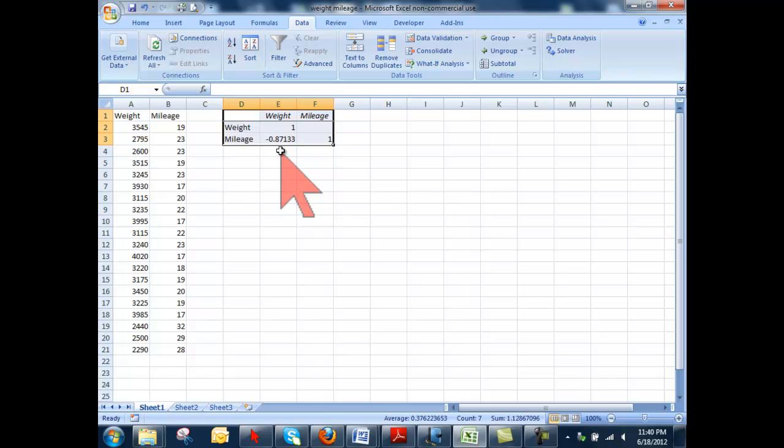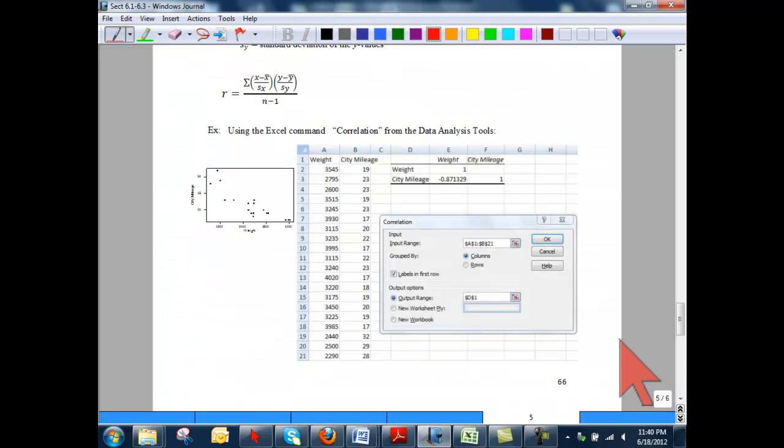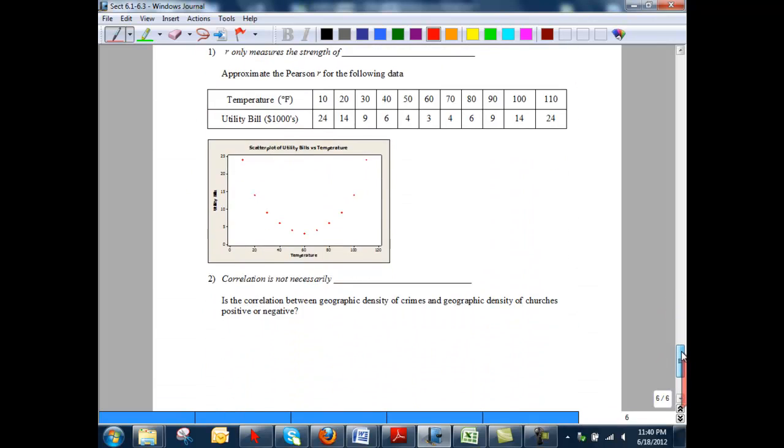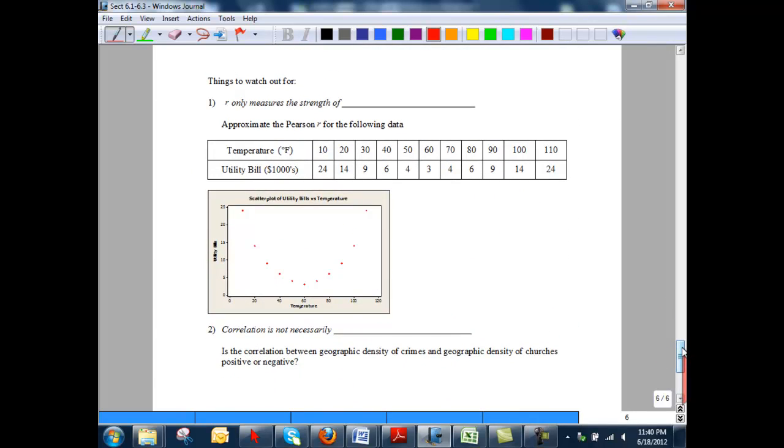Okay, let's go back to the worksheet and do one more thing. I want to throw out some cautions here. Excel makes finding the Pearson R so easy that some people may start to misuse the Pearson R.